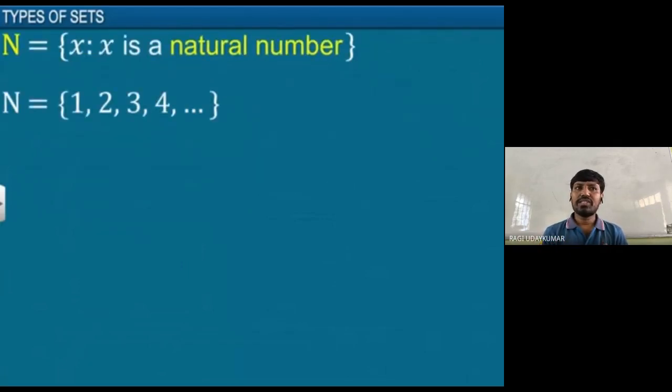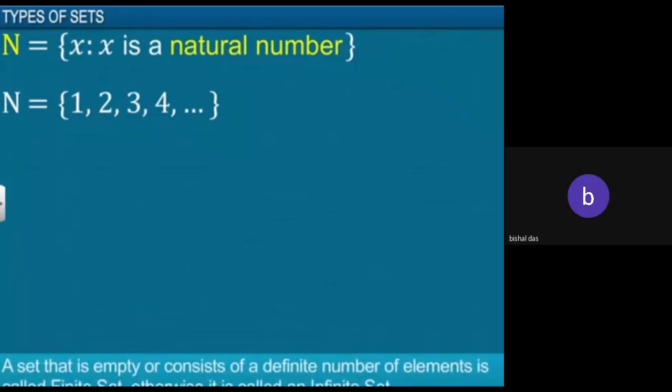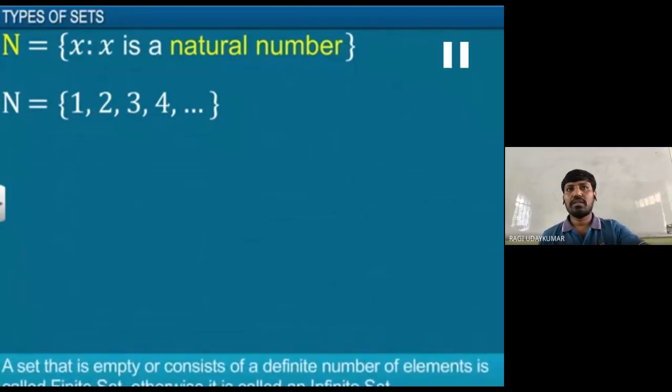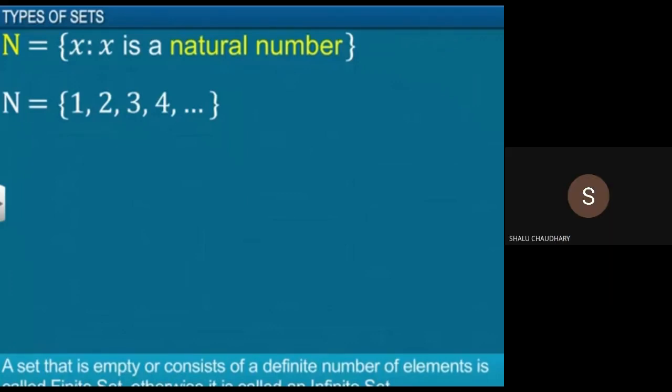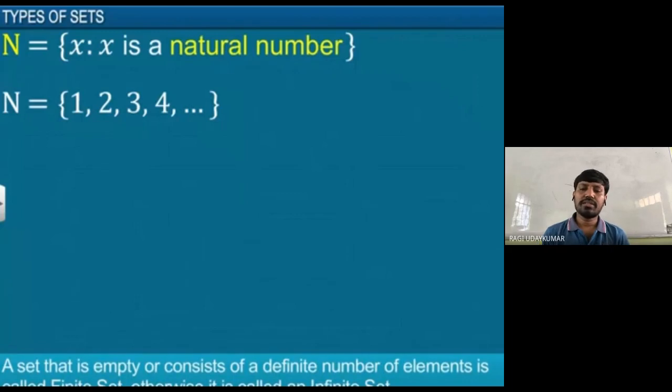Sir, such that voice x is not clear. Voice is not clear for all. Sir, it is clear. Maybe it is in your area that the network is not good, so that's why it's not clear.